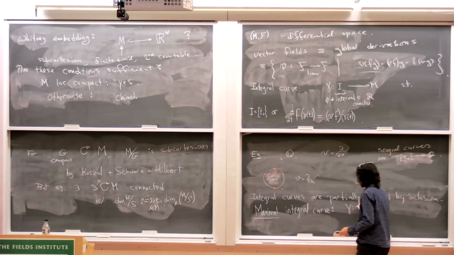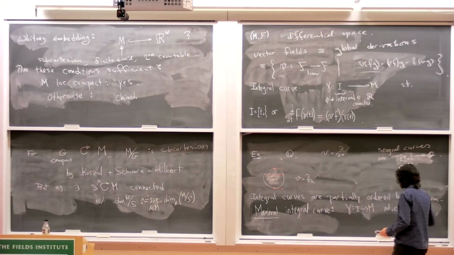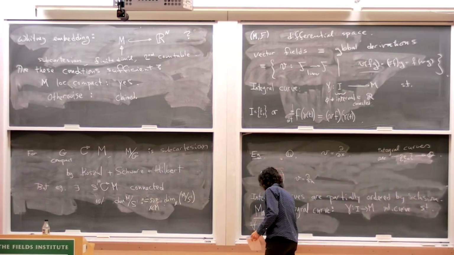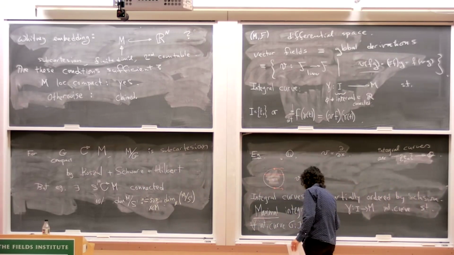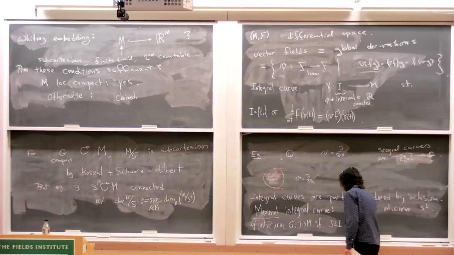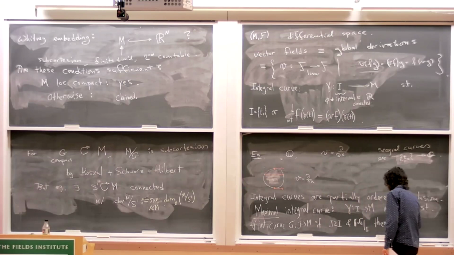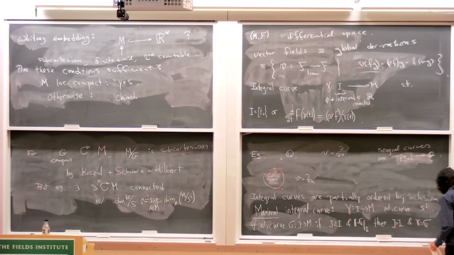So this is an integral curve gamma from I to M, such that for any other integral curve sigma from J to M, if sigma contains gamma, which means that J contains I and gamma equals sigma restricted to I, then in fact they're equal. So J is equal to I and gamma equals sigma. That's the usual notion of maximal.